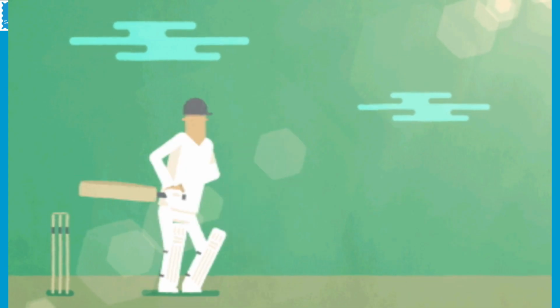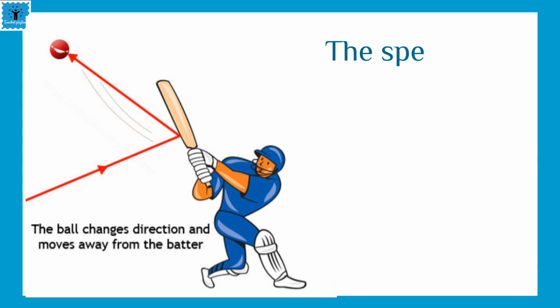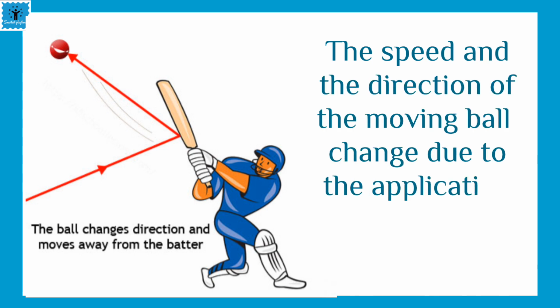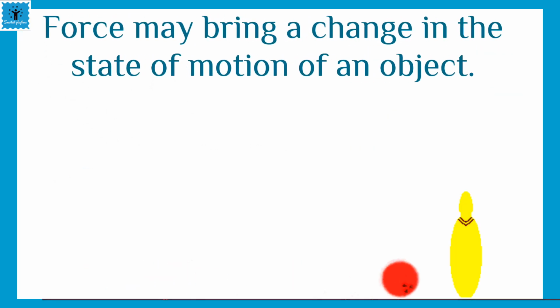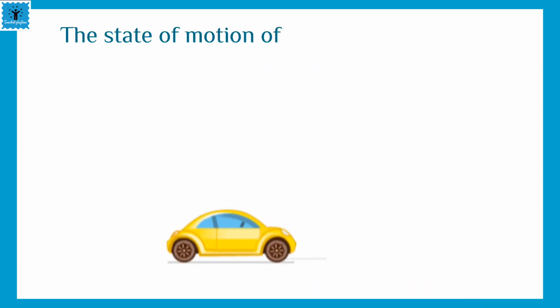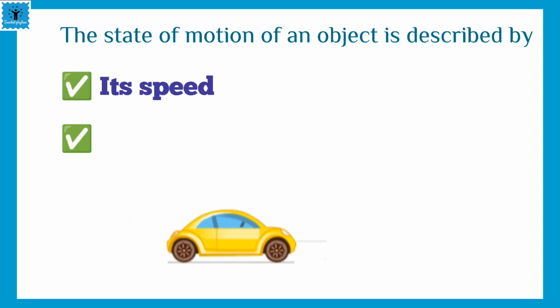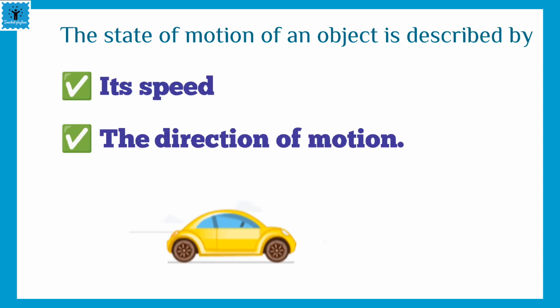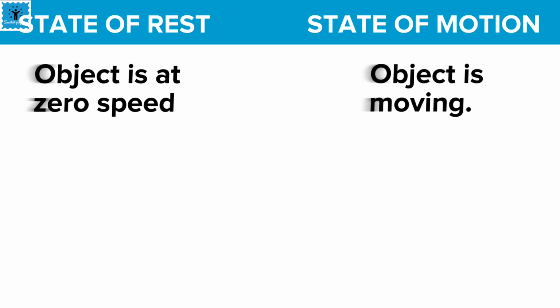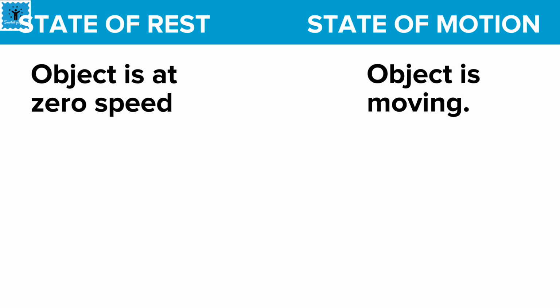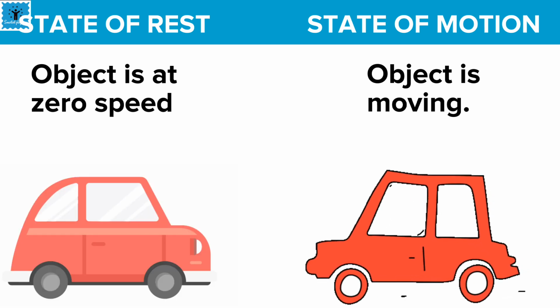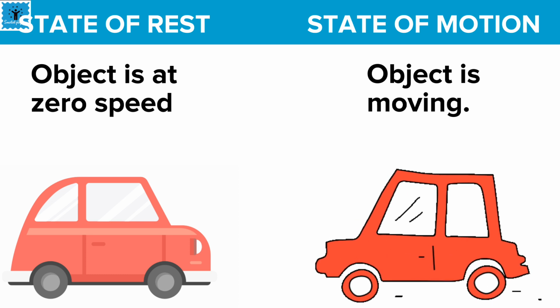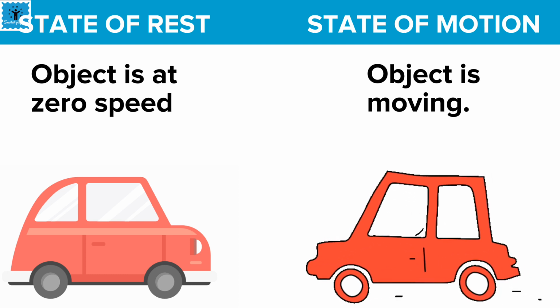In cricket, a batsman plays his shot by applying a force on the ball with a bat. The speed and direction of the moving ball change due to the application of a force. So we can conclude that a force can bring change in the state of motion. And when we say the state of motion of an object, it means its speed and the direction of motion. When the object is at 0 speed, it is called the state of rest. An object may be at rest or in motion. These two are its states of motion.